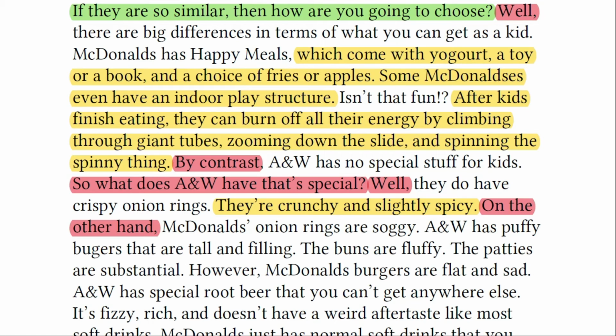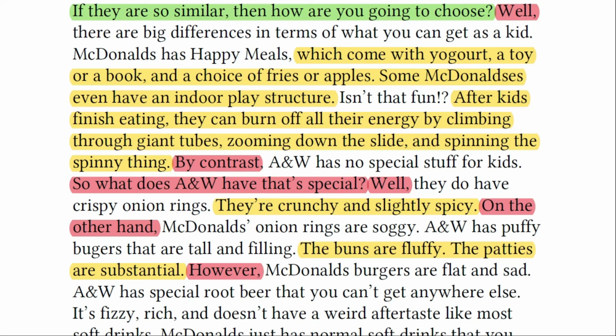A&W has puffy burgers that are tall and filling. The buns are fluffy. The patties are substantial. So I gave extra detail about those puffy burgers. So we're going to call that extra detail. However, ooh, that's a transition word, specifically for comparing and contrasting. However, McDonald's burgers are flat and sad.